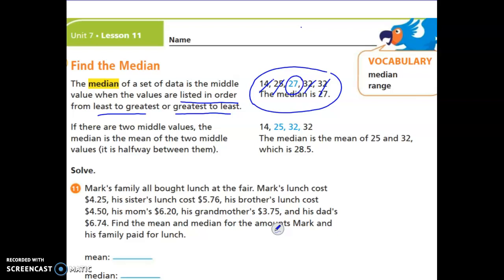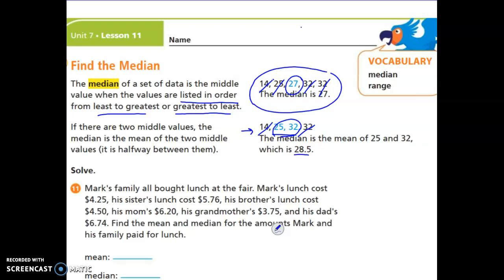Now, once in a while, you'll get a list of numbers that has an even amount of numbers. Take a look at this list right here, and there's only 4 numbers. They're already in order. Watch what happens. I go low, high, and then there's 2 in the middle. So you really can't cross off both of them. To find the median for that one, you're really going to find the mean of those 2 numbers. You're going to add these 2 numbers up and divide by 2. Remember how we did the mean? Add them up, divide by 2 because there's 2 numbers. And the median of those is 28.5.